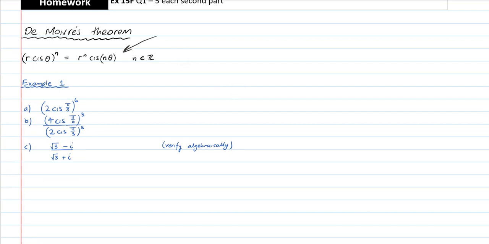r cis theta to the power of n is equal to r to the n cis n theta. Just to show you what this might look like, if we expand that cis theta out, it means that (r(cos theta plus i sine theta)) to the power of n is equal to r to the power of n (cos n theta plus i sine n theta).